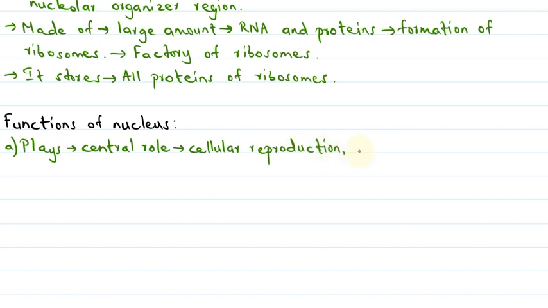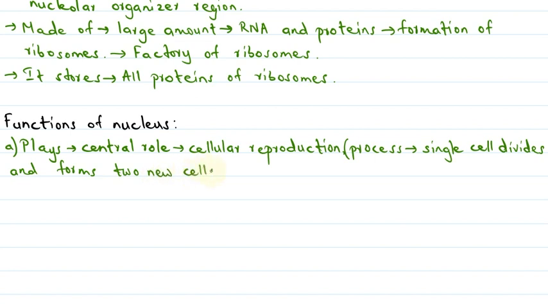Cellular reproduction is the process by which a single cell divides and forms two new cells. This process is known as cellular reproduction, and the nucleus plays a central role in it.